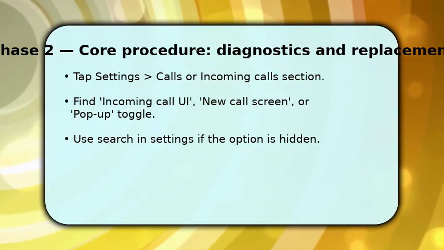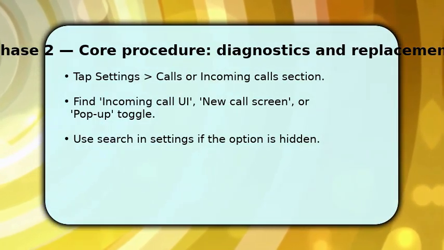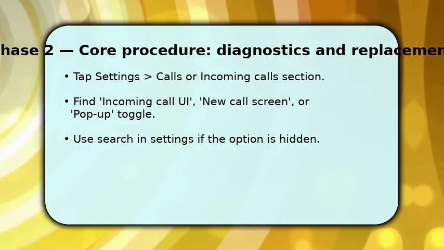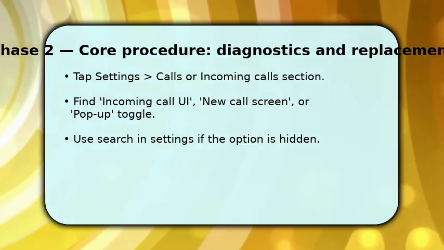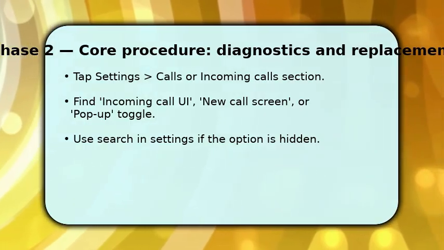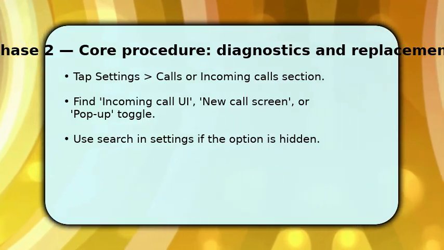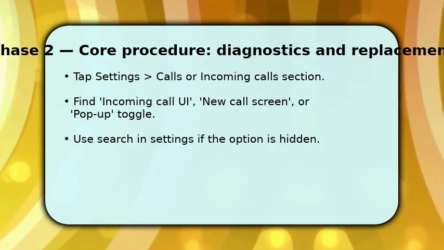Tap Settings, then Calls or Incoming Calls because manufacturers place the new call screen control there. Once inside, look for labels like Incoming Call UI, New Call Screen, Pop-up or Full Screen Incoming Calls and identify the toggle. If you don't see it, use the Settings search box that often reveals hidden labels.